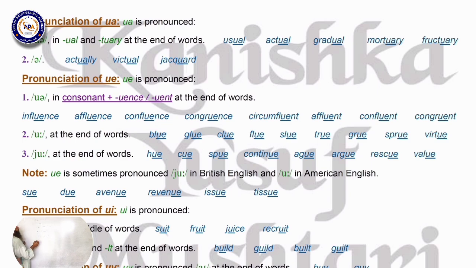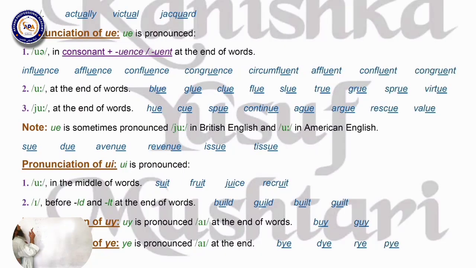And the next digraph is UI, which is pronounced, the first sound is oo sound. Long back vowel, lips rounded, the same sound which we mentioned secondly in the previous digraph. And UI can give this sound in the middle between two consonants like suit, fruit, juice, and recruit. And the next sound that is given by UI is A, equivalent to Alif Zir A, which is given by UI before LD and LT at the end of words. When we have UILD or UILT at the end of words. Examples with UILD like build, guild, and with UILT like built and guilt.